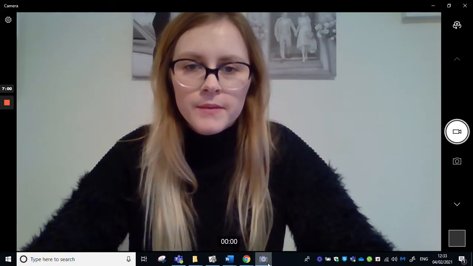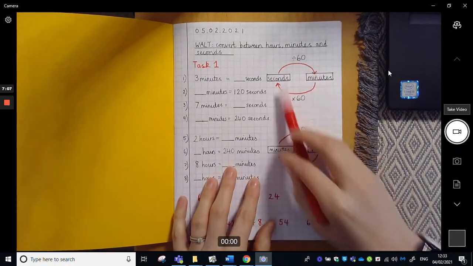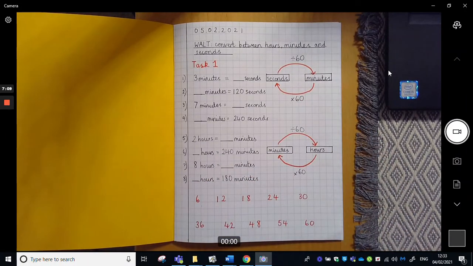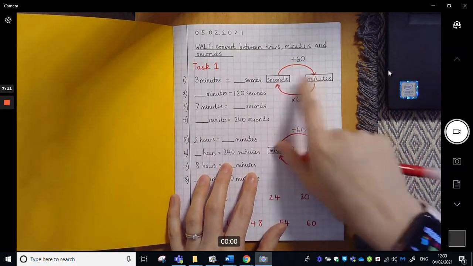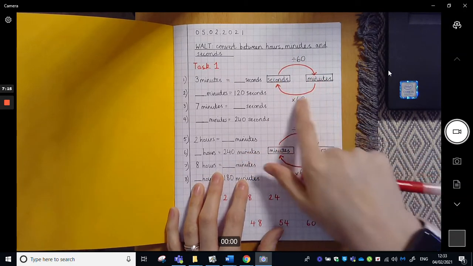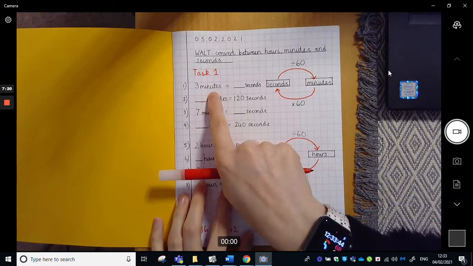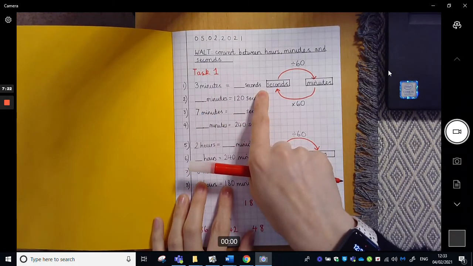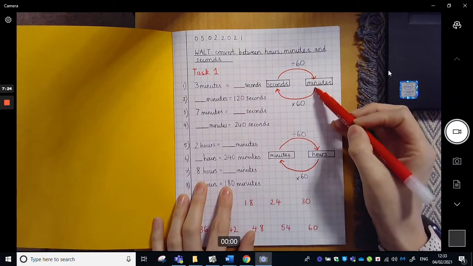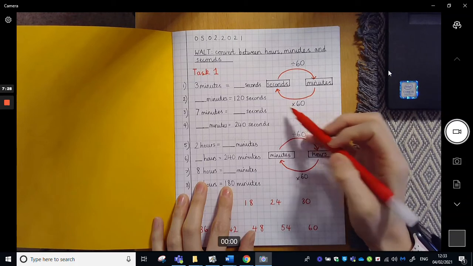So I'm just going to pop up my visualizer. I've got some examples here for you. So as you can see, I've drawn a little diagram here to help you. So when I'm doing from seconds to minutes, I need to divide by 60, and from minutes to seconds, I'm timesing by 60. So let's look at a few examples. So my first one is 3 minutes is how many seconds? So if I look at my diagram, I'm going from minutes to seconds because that's the direction my arrow is going. So I need to times by 60.